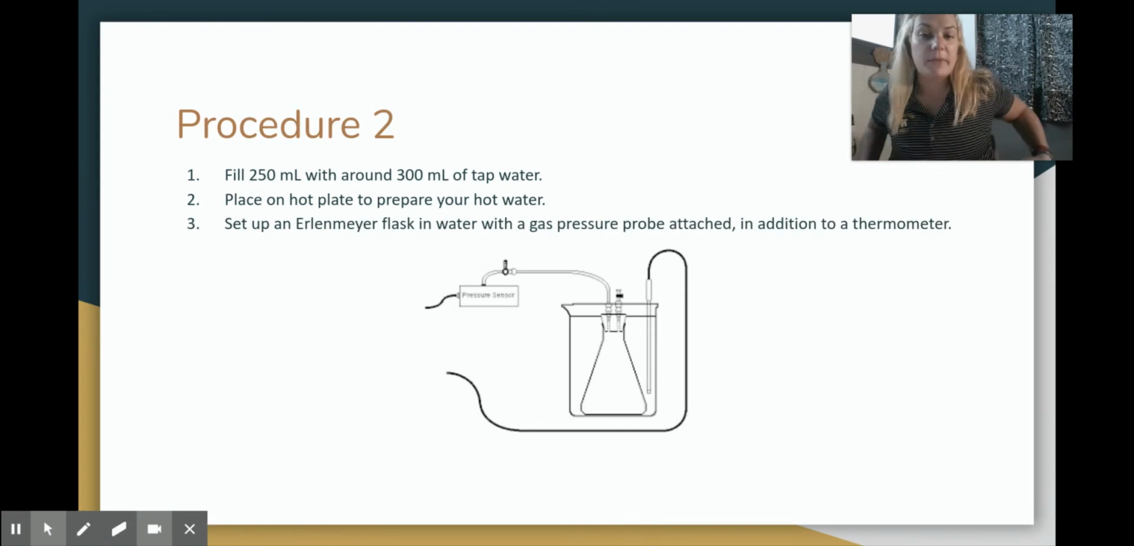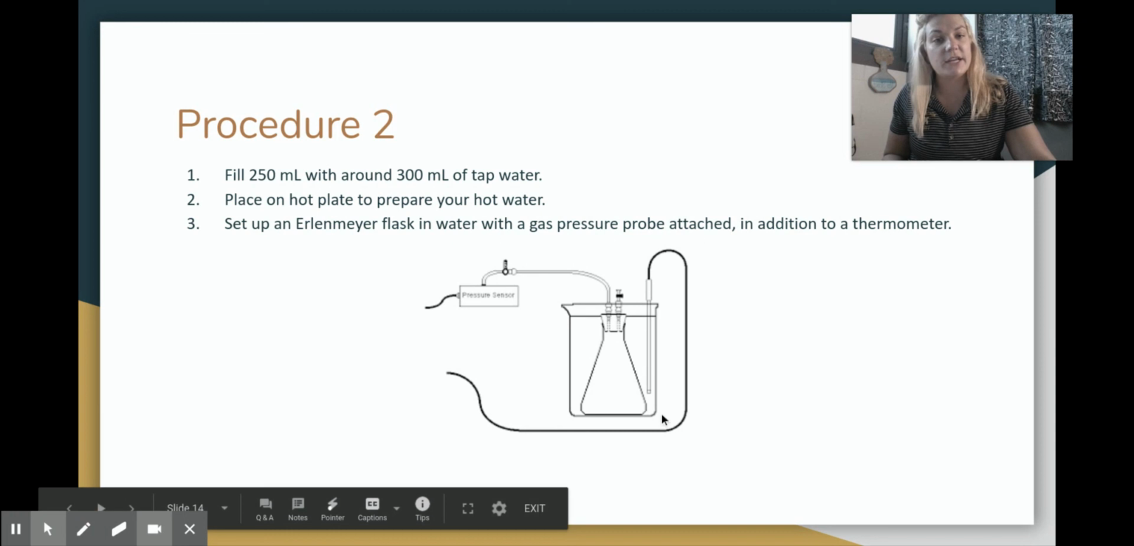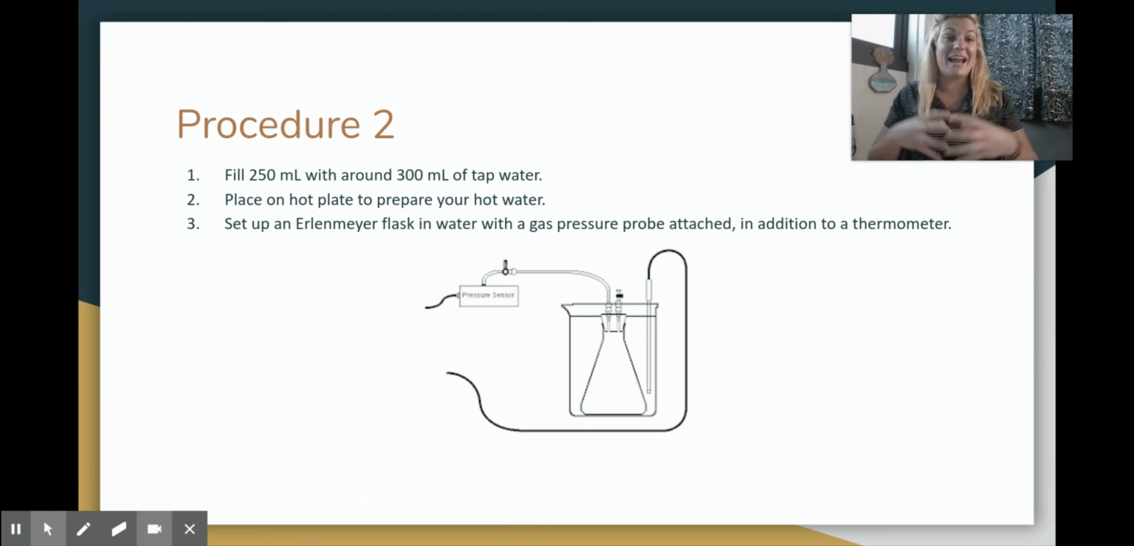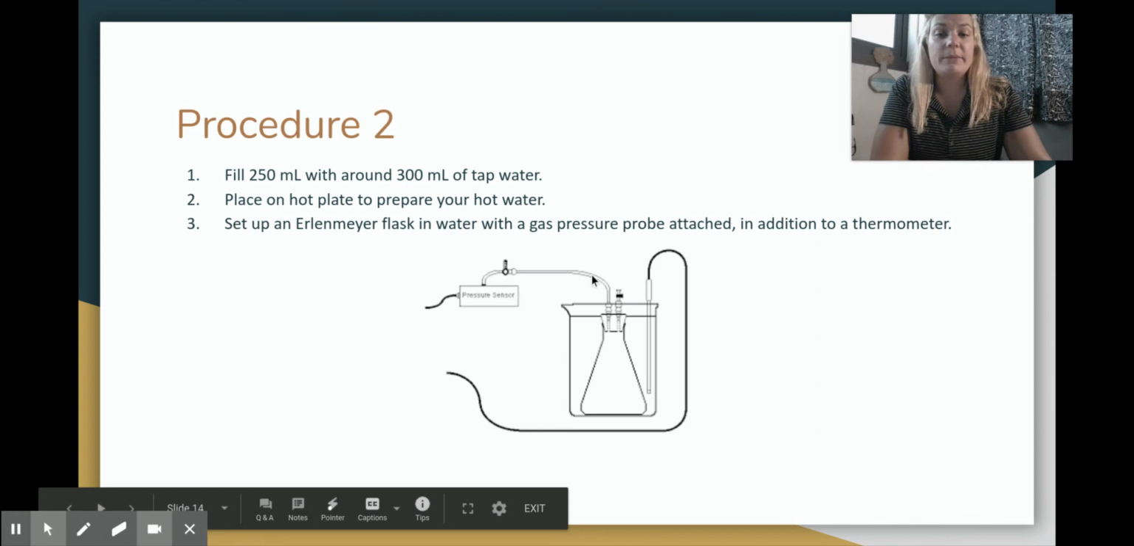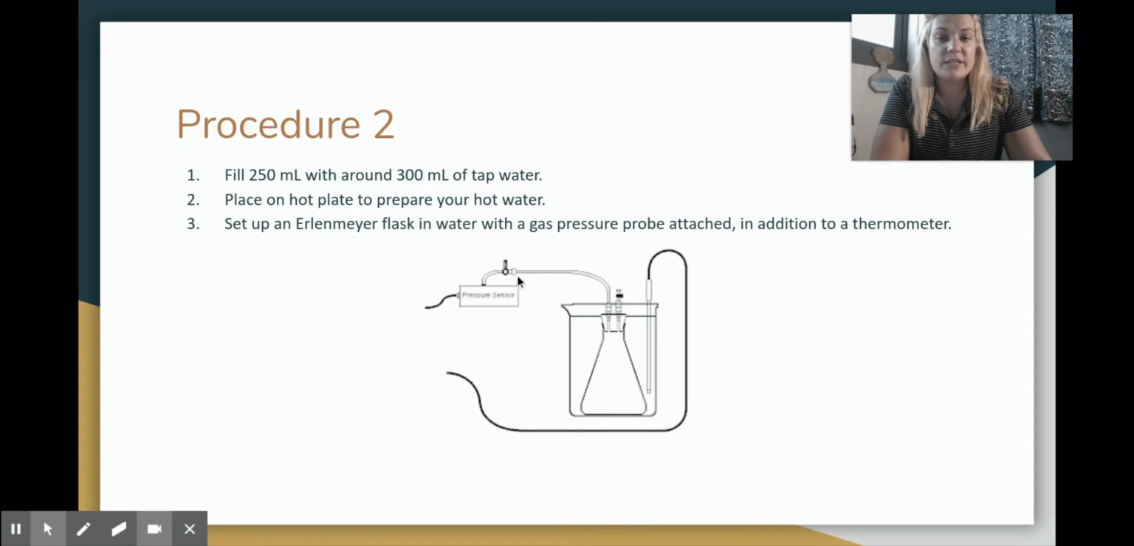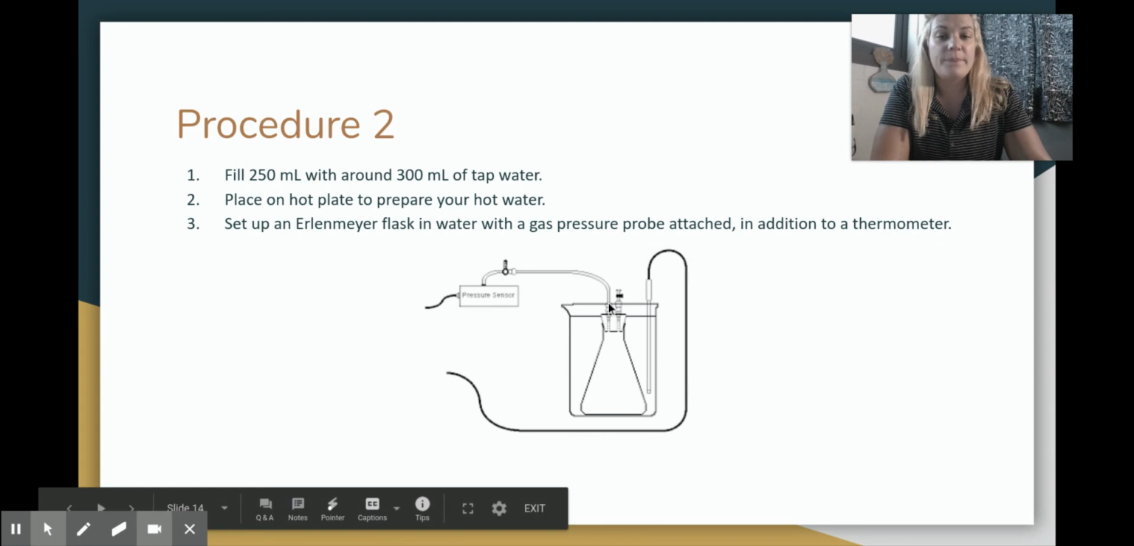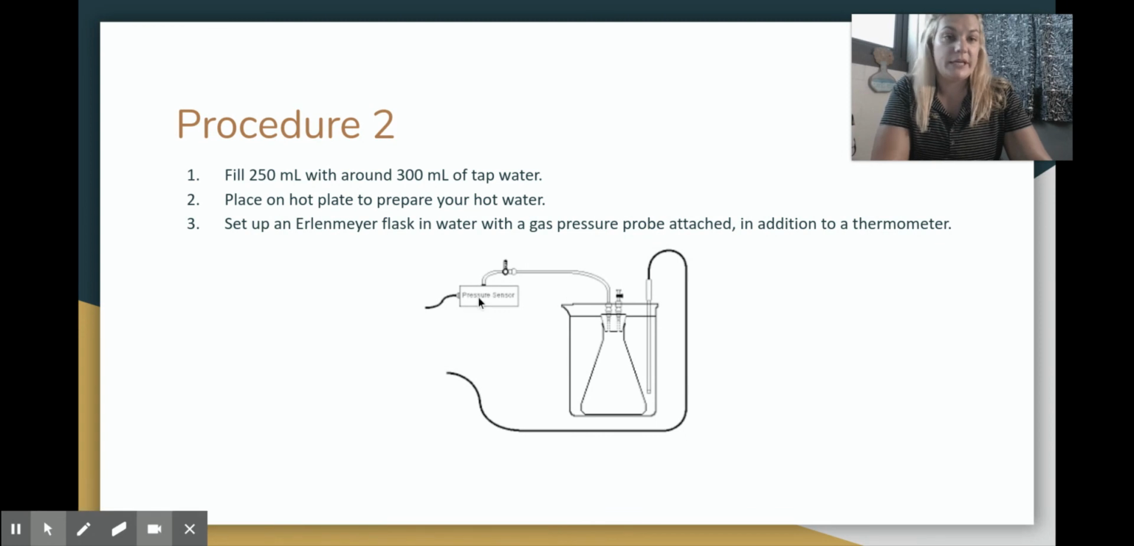We're going to set up an Erlenmeyer flask in water with a gas pressure probe attached, in addition to a thermometer, okay? So you'll see that I have a flask here. Obviously, the only thing that's going to be in that flask is air, right? Because that air is a gas, so we're dealing with just the air. And then I'm going to put a stopper over top of it, and you'll notice that it's hooked up to a pressure sensor. So as the pressure changes in here, it's going to give us a readout here.